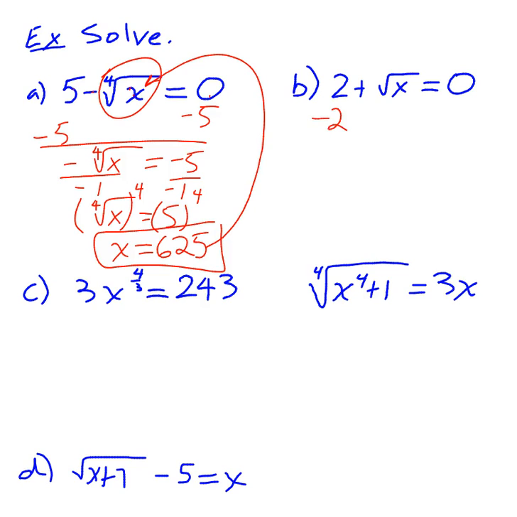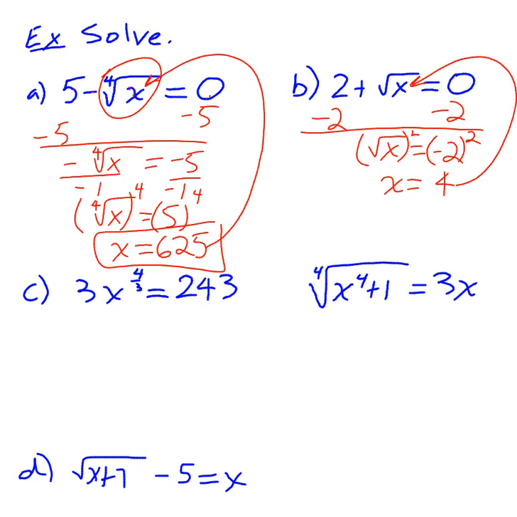Take a look at the next example, example B. Here, I subtract 2 to isolate the radical. I get the square root of x equals negative 2. I square both sides to kill off that radical. I get x equals 4. Now let's plug 4 back into the equation. I get the square root of 4 is 2.